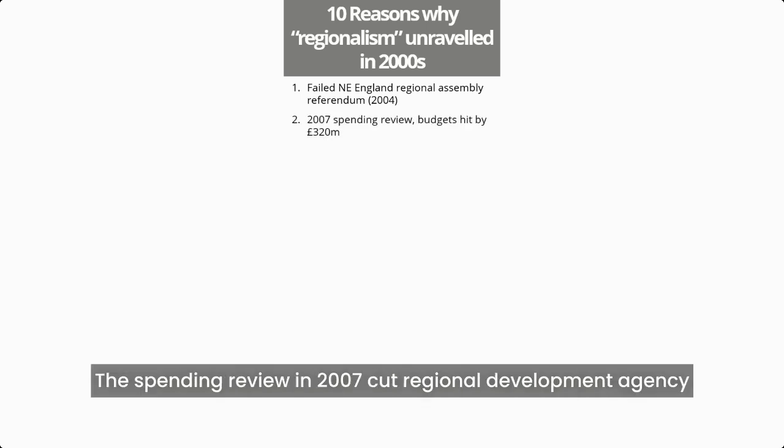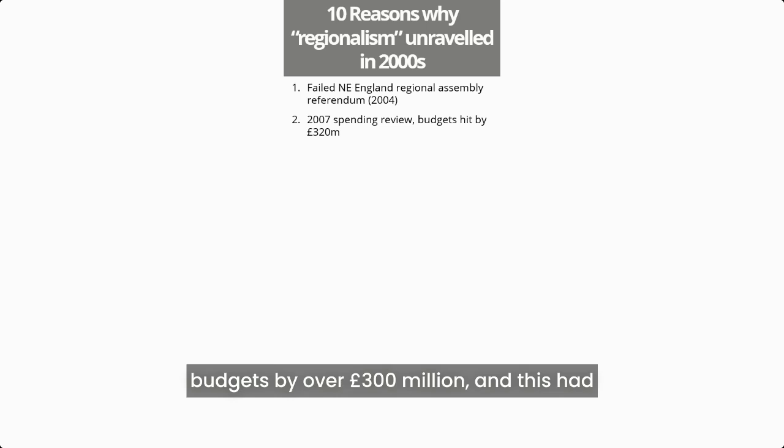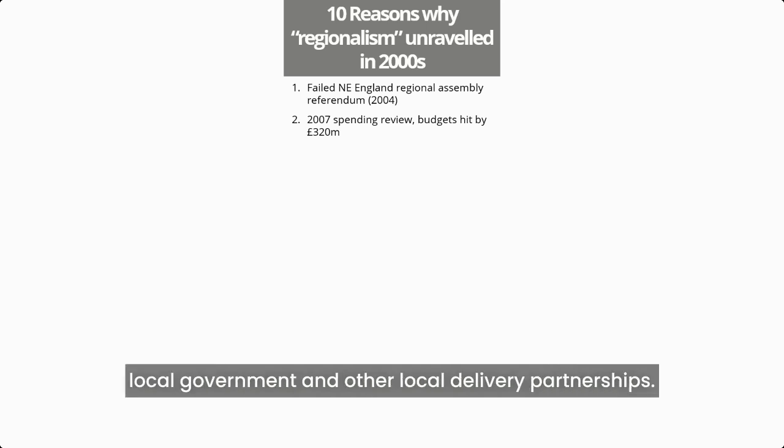The spending review in 2007 cut regional development agency budgets by over £300 million. And this had a knock-on effect because a lot of regional development agency budgets were spent locally. Regional development agencies were strategic enablers and funders. They often handed the money over to local government and other local delivery partnerships.